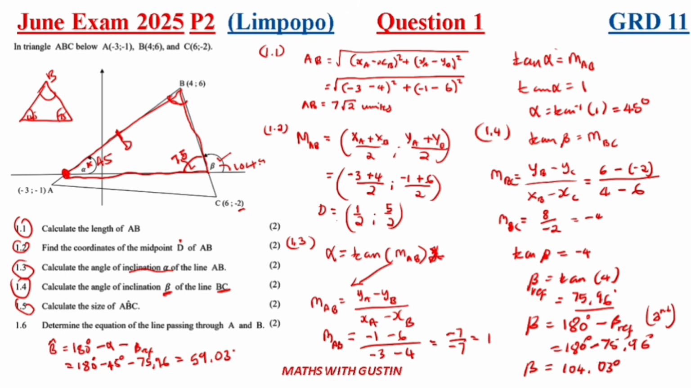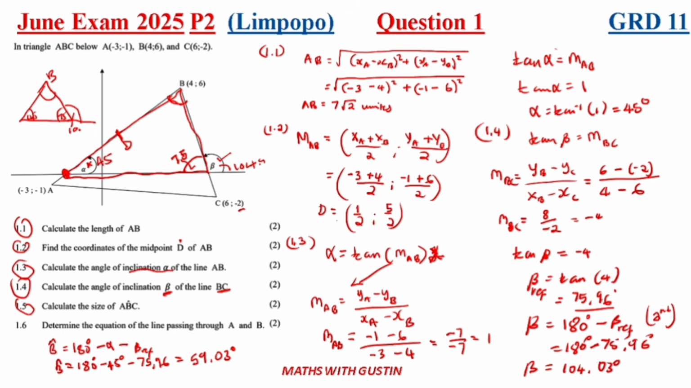59.03. Okay, so this is our angle B, right? Now you might have said, what if you worked the other way around? I think I'm just going to explain this right here. What if you worked the other way around? You said, I have got this angle here, which is beta, which is this one here.